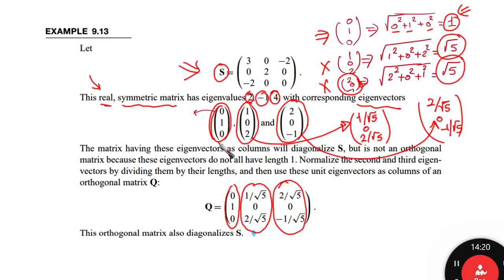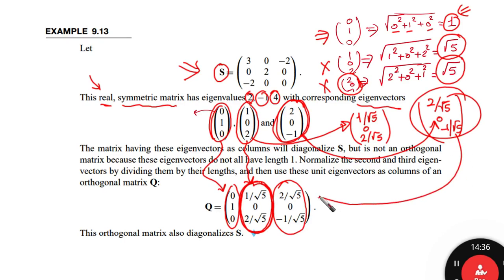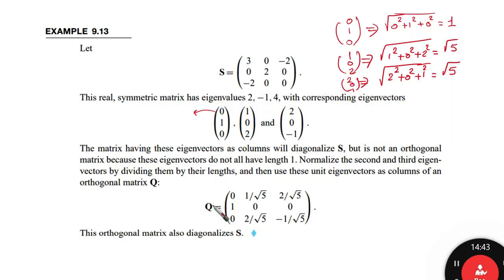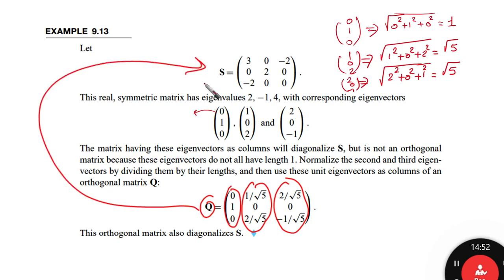So we are going to use them here. The first is the same. The second is exactly as we have done before, making it a unit eigenvector, and the third eigenvector is transformed to a unit eigenvector and put here. Okay, this Q with unit eigenvectors as columns, we say that this Q is going to diagonalize S.